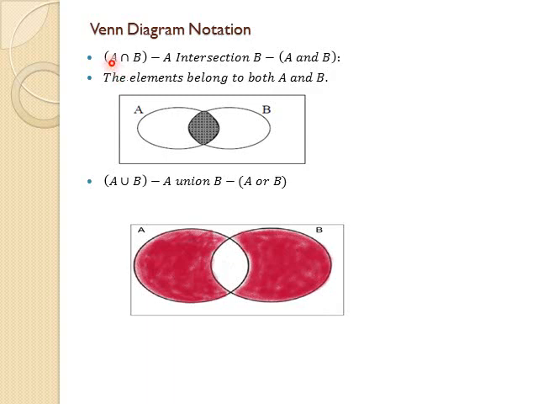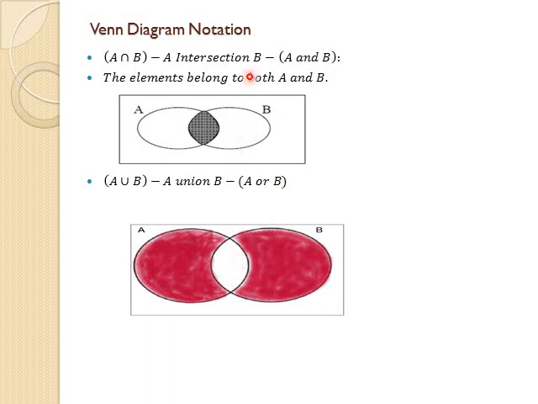Now, they say this A intersection B is also A and B. That in short means the elements belong to both A and B. So on a two-circle Venn diagram where they intersect, that's the part A and B. Then we have A union B, A or B, which basically is all of A, all of B, minus the part where they intersect. That would be A union B, or A or B.